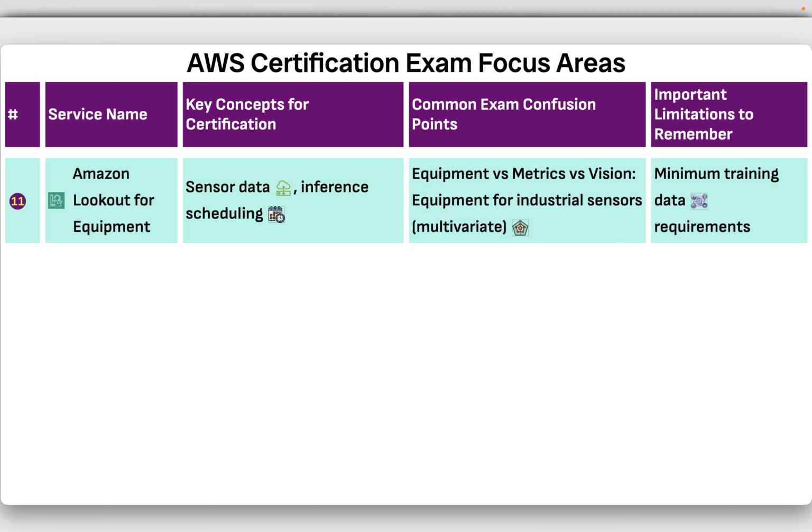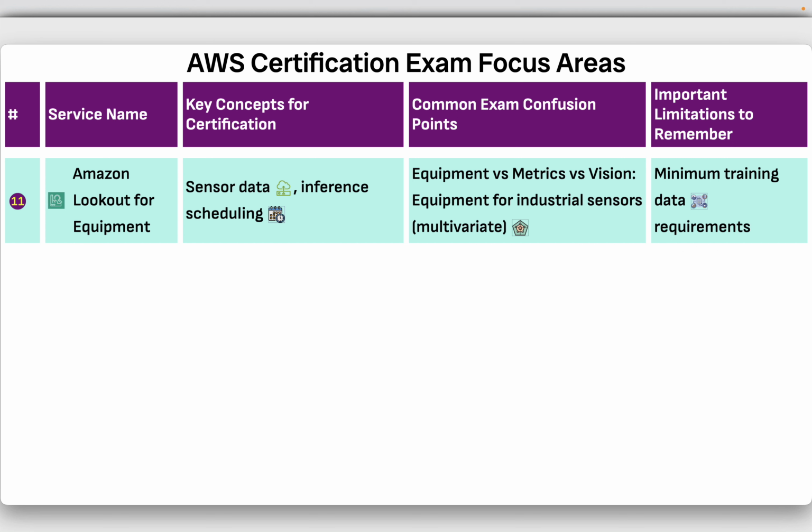Next service is Amazon Lookout for Equipment. Key concepts for certification are sensor data and inference scheduling. Common exam confusion points are equipment versus metrics versus vision. So equipment is for industrial sensors, and it is multivariate in the sense that it can analyze multiple variables.